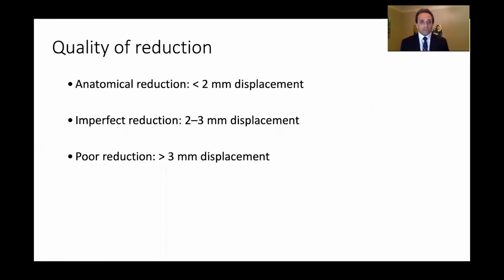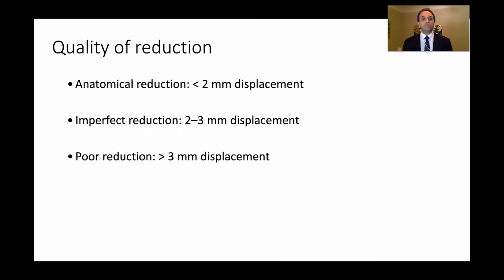The quality of reduction: when we reduce a fracture, we need to achieve less than 2 millimeters displacement, and we call this anatomic reduction. And that's why fractures displaced less than 2 millimeters are treated conservatively, because the aim is achieved already.